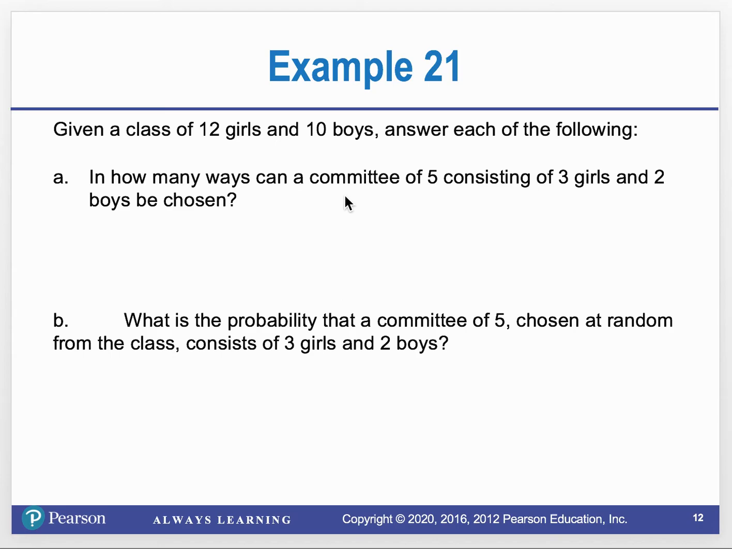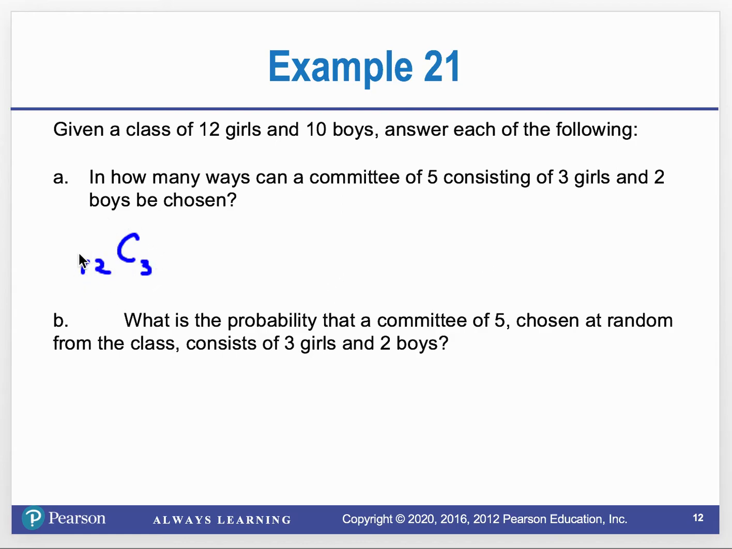But here, I've got 2 different things being asked. I want to choose a certain number of girls, and remember from our probabilities, and is a multiply, and our fundamental counting principle tells us to multiply. So I'm going to find how many ways you can get 3 girls and how many ways you can get 2 boys and multiply them together. So if there's 12 girls, I'm going to choose 3 of them.